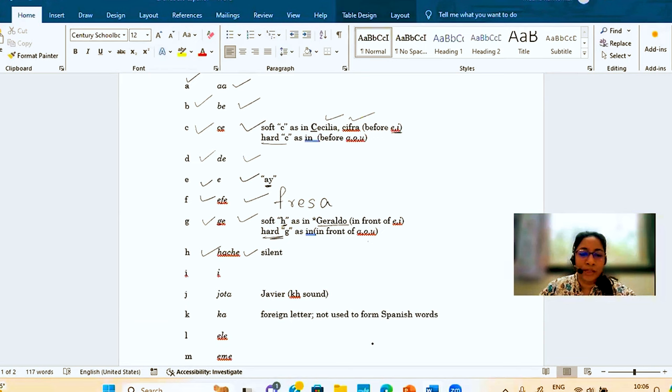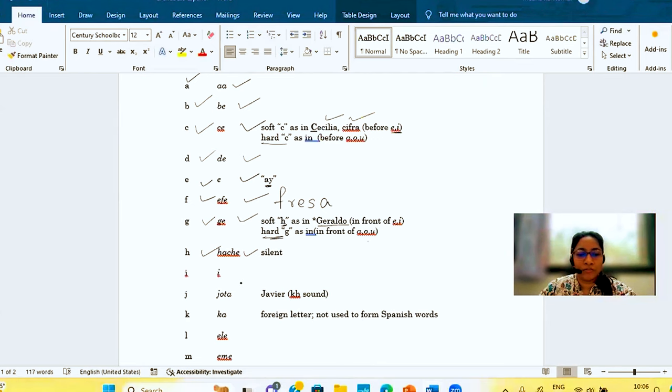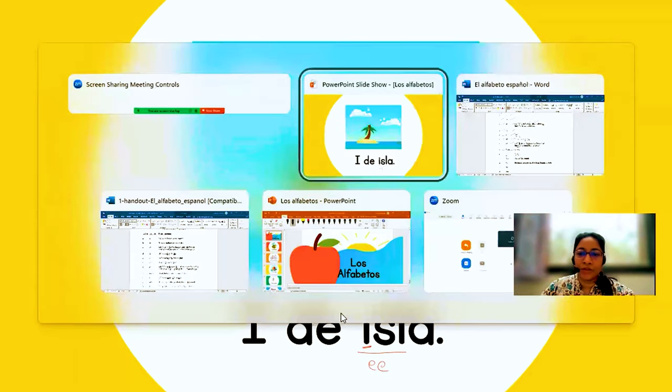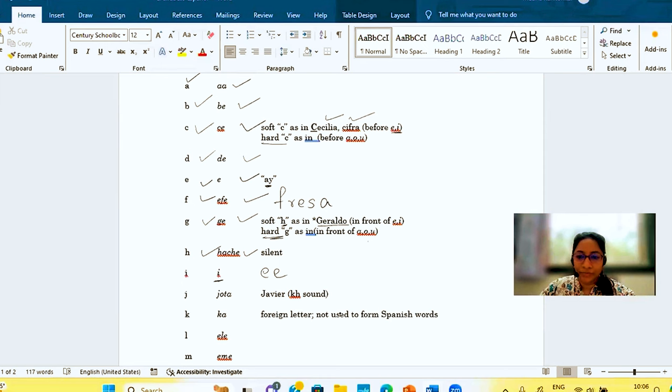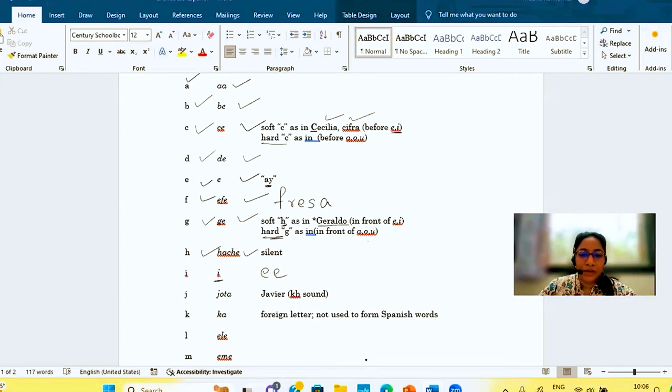The next one is I. I in English is pretty much the same. We will pronounce this as, let's say, double E. Let's look at one example. Isla. That's why I said double E. Isla. I is pronounced as double E. And the word is Isla. Now, let's look at the next alphabet.